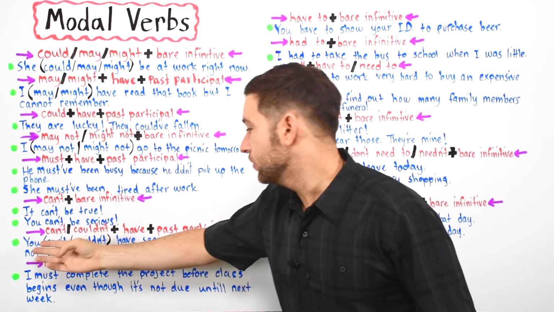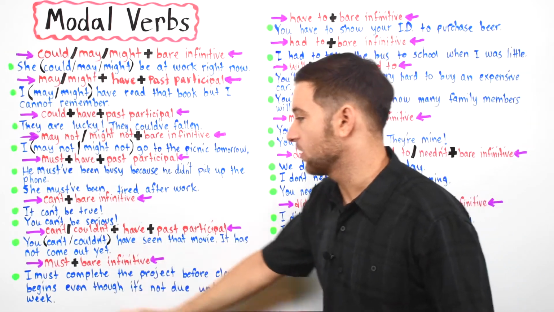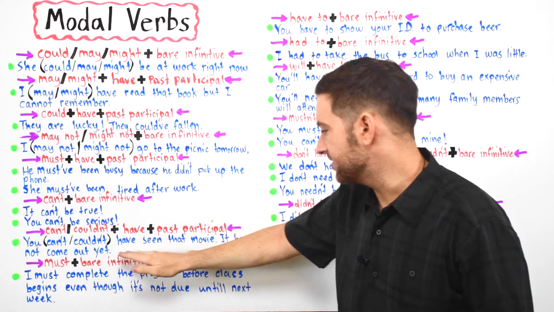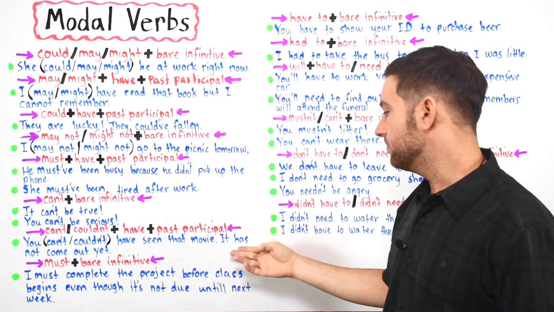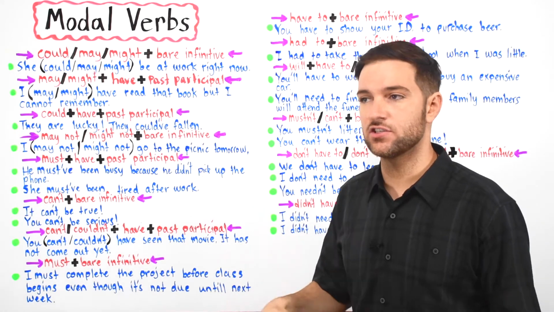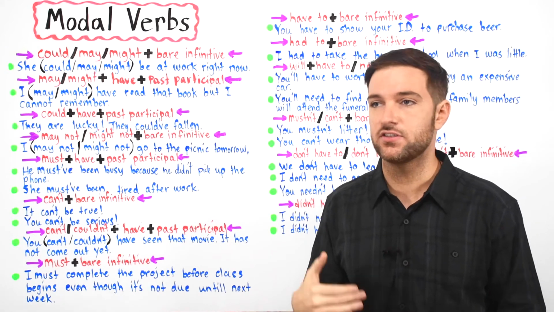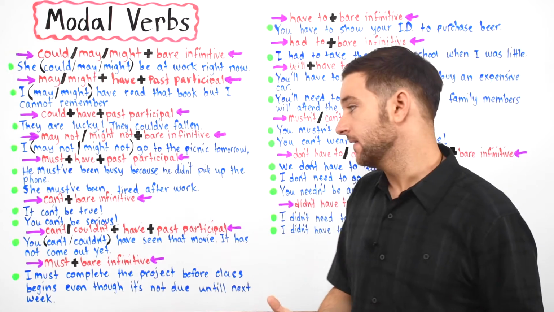Okay, so you can't have seen that movie. It has not come out yet. Or you could say, you couldn't have seen that movie. It has not come out yet. Okay, so the movie has not come out yet. It's not in the movie theaters. Okay, they are still producing the film. They are still directing the film. Okay, they are still creating the movie.